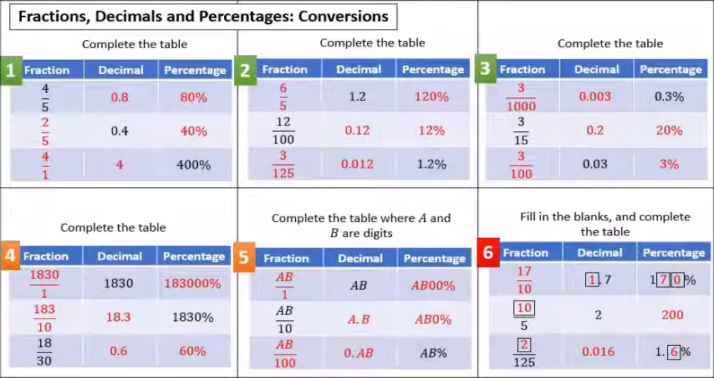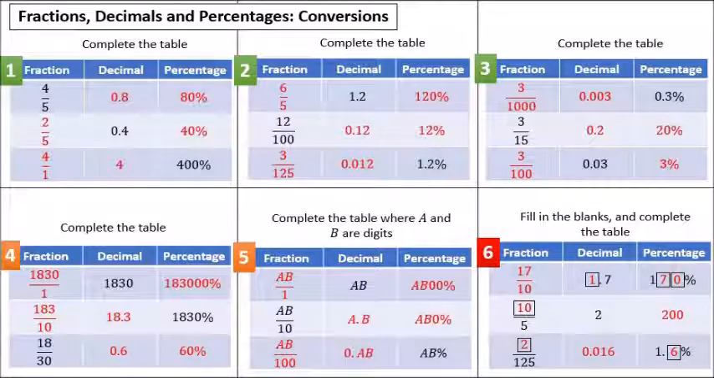For the last part, we have something over 125, and we have 1 point something percent. Well, 1 point something percent, if we divide by 100, we get 0.01 something, so that helps us with the first part of the decimal.